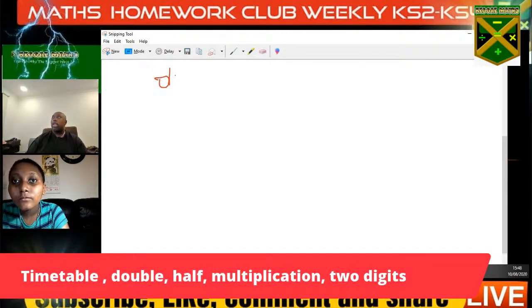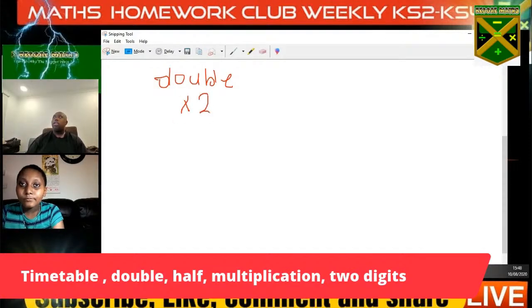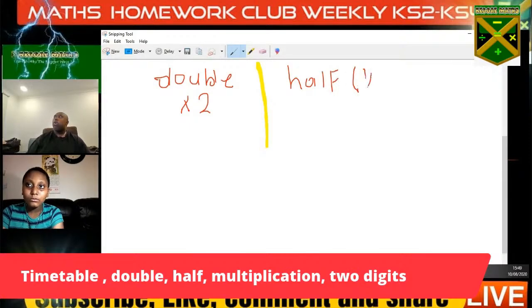So we know that doubling, look at this. I want you to look at this, the opposite of double. Right, so double, we know, is times by 2. Yes? Okay, so watch this carefully. The opposite of double is half. Okay? A half is 1/2. Right?